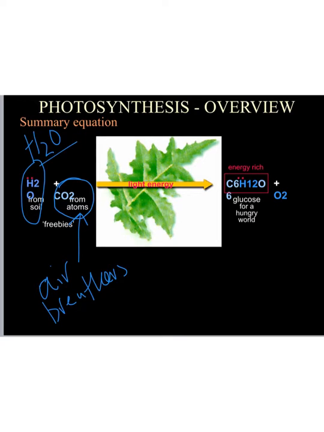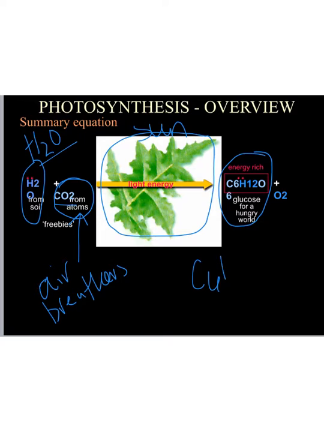So we have water from the soil, we have carbon dioxide from the atmosphere, and we're going to take that light energy from the sun. So we require that light energy. And what we are going to do is convert that energy into the high energy rich molecule glucose. This is C6H12O6. So that's glucose. That's the food source for the plant. And then oxygen is the byproduct.